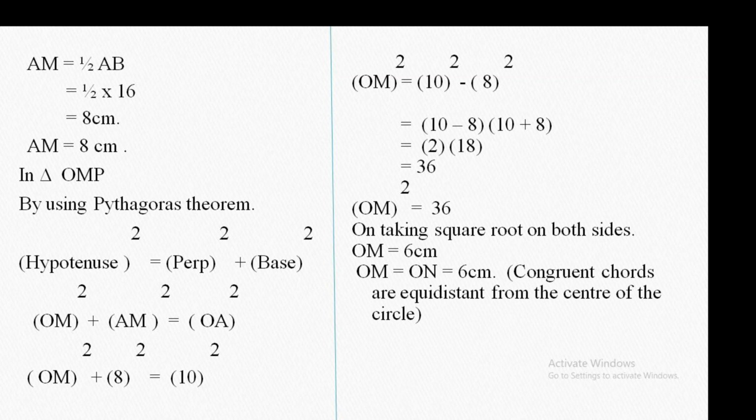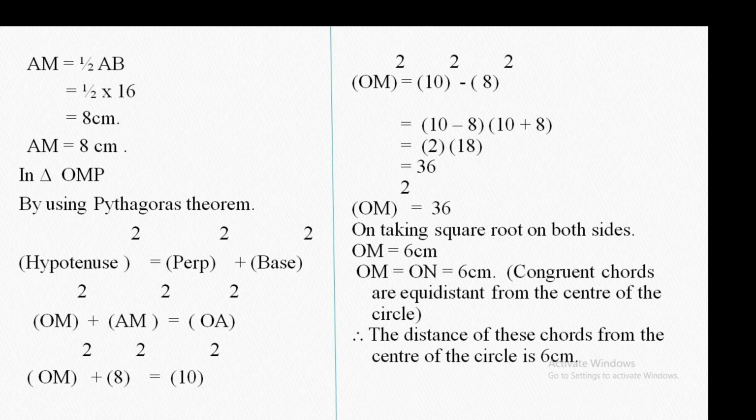Now ON also becomes 6 centimeter, because congruent chords are equidistant from the center of the circle. Therefore, the distance of these two chords from the center of the circle is 6 centimeter. Easy.